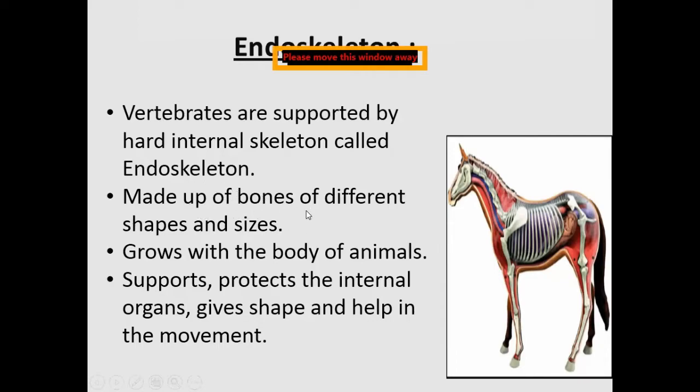Endoskeleton is made up of bones of different shapes and sizes. It grows with the body of animals, which means the size of the bones also increases as the body of the animal grows. So it supports and protects the internal organs, gives the shape, and helps in movement. What is the function of the endoskeleton in vertebrates? It supports and protects the internal organs, gives the shape, and helps movement.